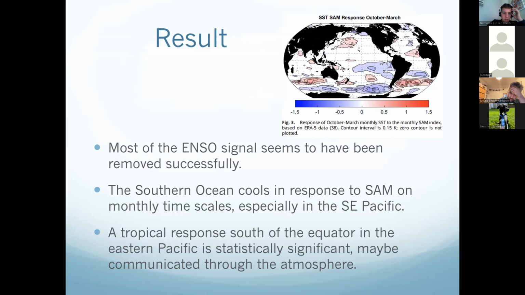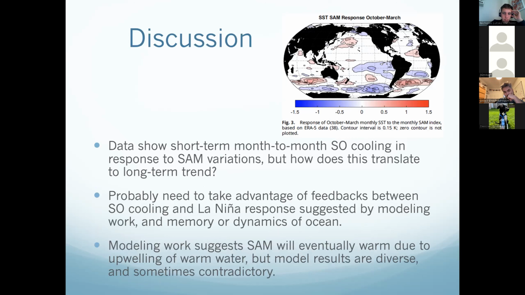So looking at that figure, we seem to have successfully removed most of the ENSO signal. The Southern Ocean cools in response to SAM pretty strongly on monthly time scales, particularly in the Southeast Pacific. And this tropical response south of the equator in the Eastern Pacific is statistically significant, maybe communicated through the atmosphere, since it's apparently a fairly short time response.